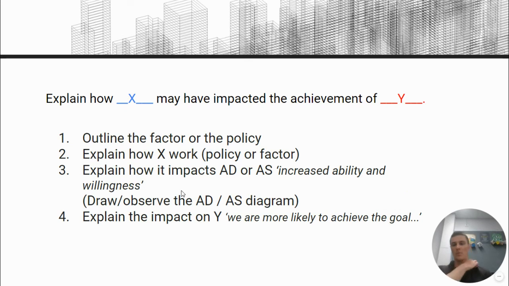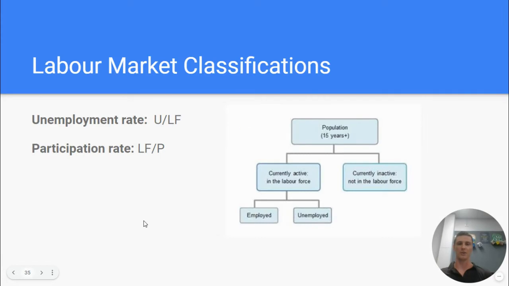Okay, so not a perfect structure, but you want to explain how it impacts AD or AS, and you want to draw and observe that to help you. Finally, you bring it back to your goal. Are we more or less likely to achieve it?